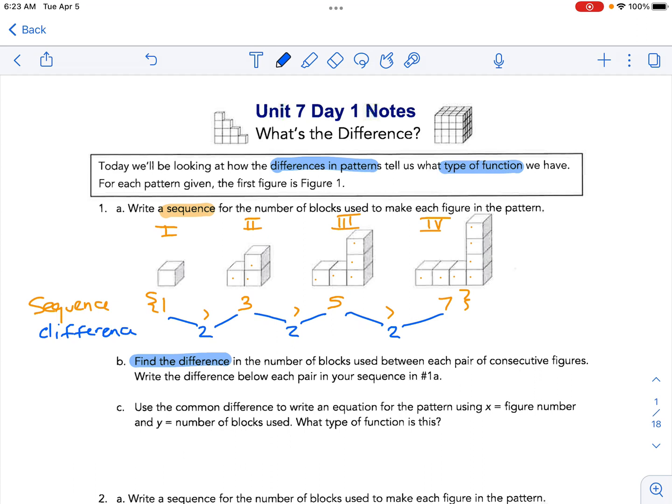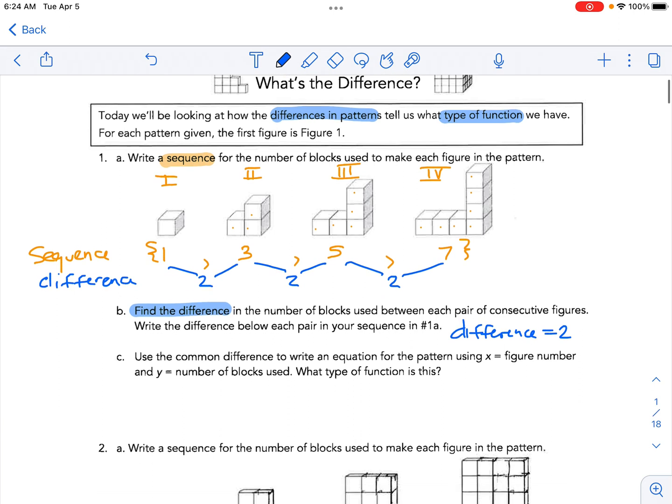And if we notice, the difference is constant. When the difference is constant, so when the difference equals 2, that gives us some insight as to what function this pattern of 1, 3, 5, 7 represents. And because the difference is constant, we call this a common difference.